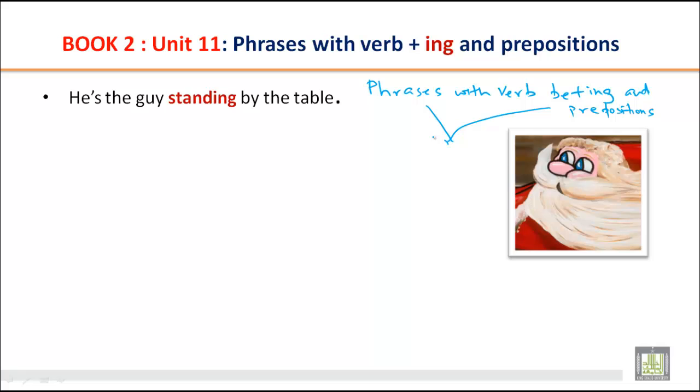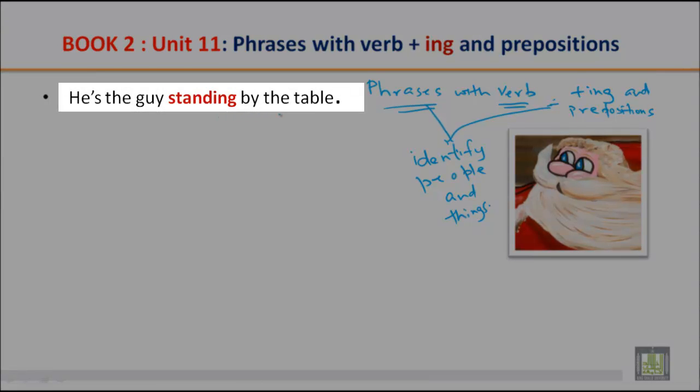We use this to identify people and things. We use phrases with verb be, ing, and preposition. We use verb plus ing, not necessarily be, and preposition to identify people and things.